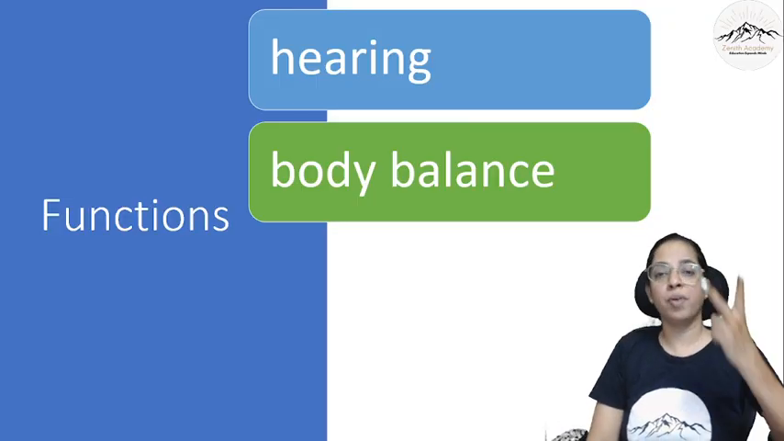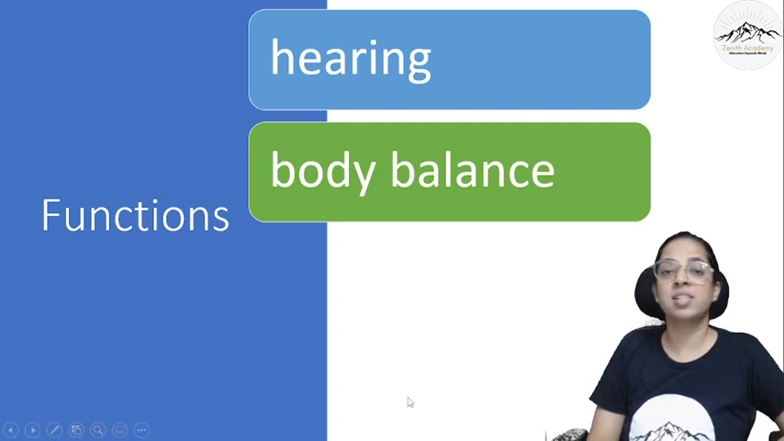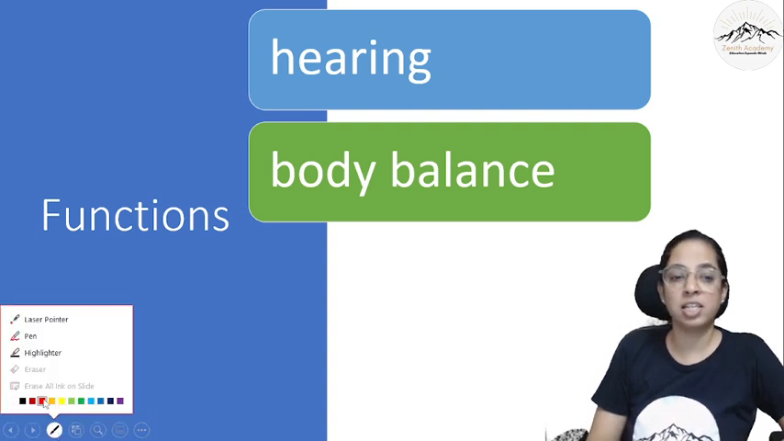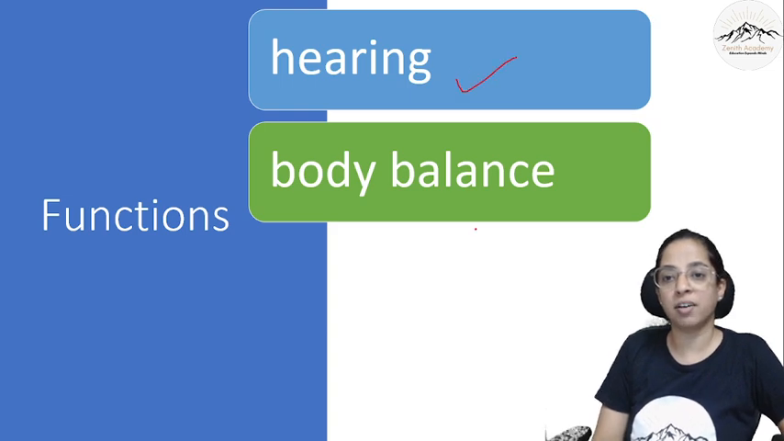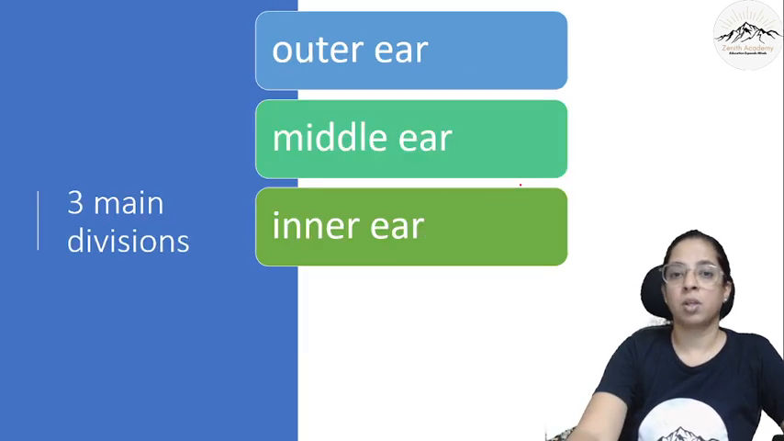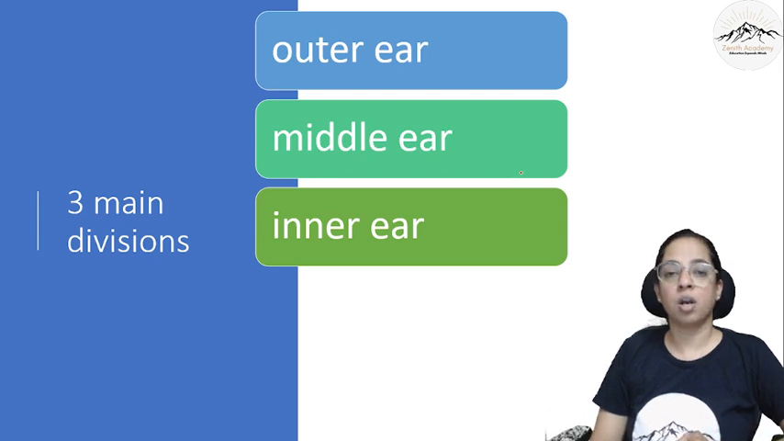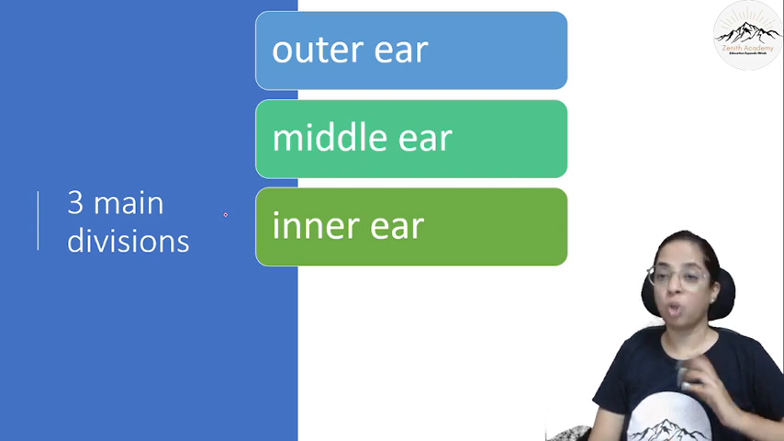So, there are two functions of our ears. The first is hearing and the second is body balance. So we'll talk about both the functions in detail, hearing and body balance. So first we'll talk about the anatomy of our ear.